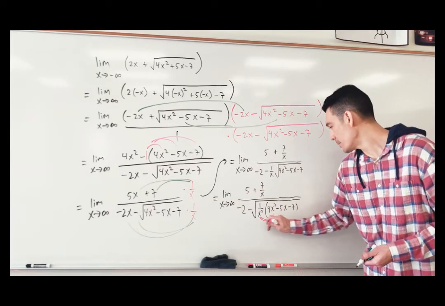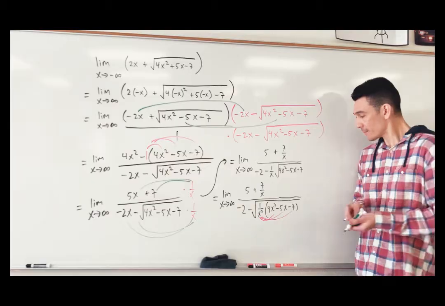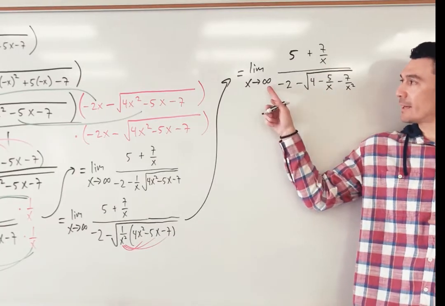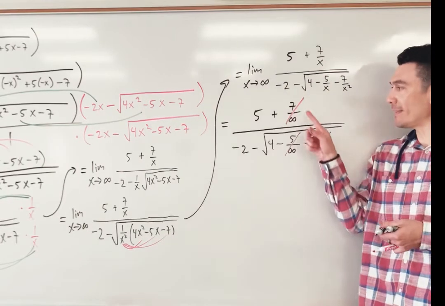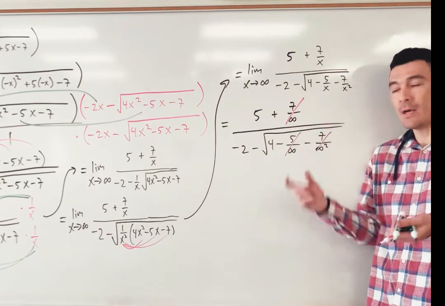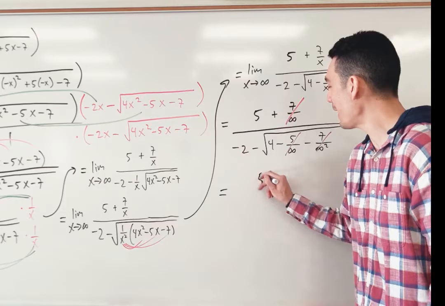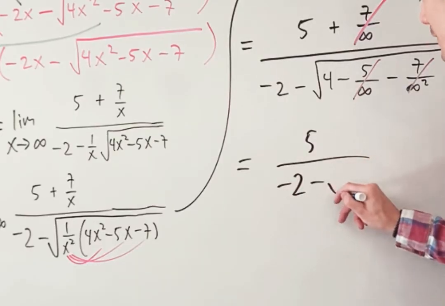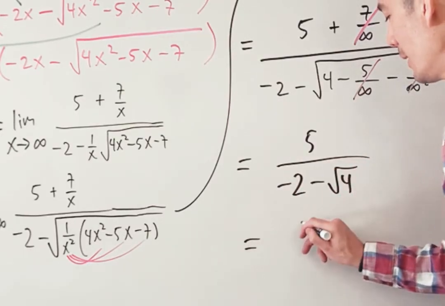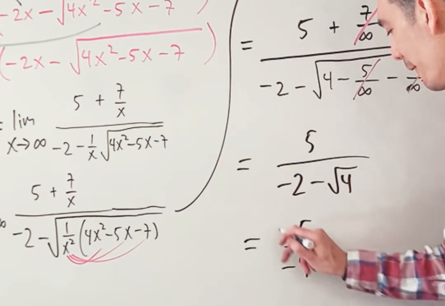And then we can distribute the 1 over x squared inside. And then all these x's could get replaced by infinity. And we know that 7 over infinity is 0. The same for these pieces there. And so we're left with 5 over negative 2 minus the square root of 4. And so we're left with negative 5/4.